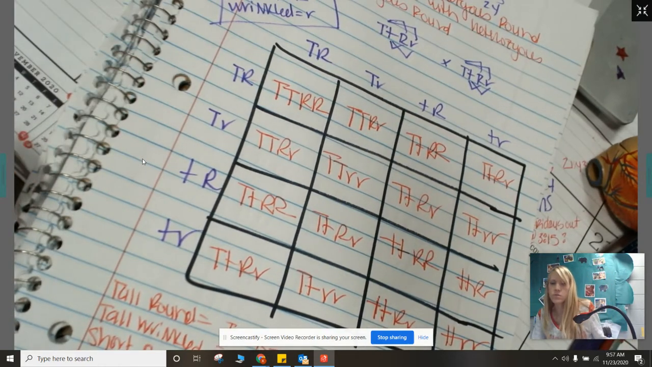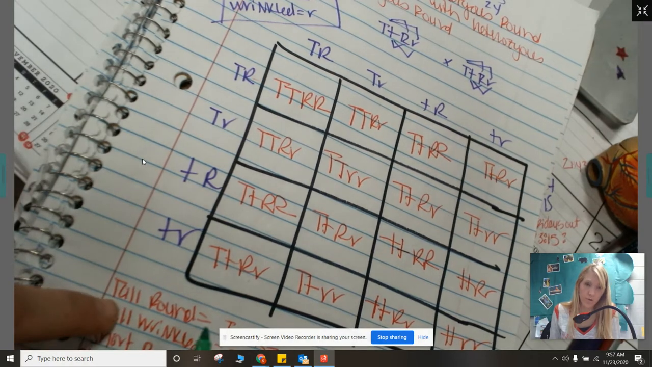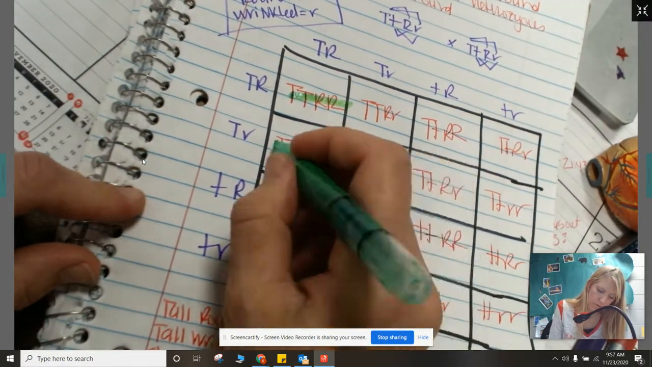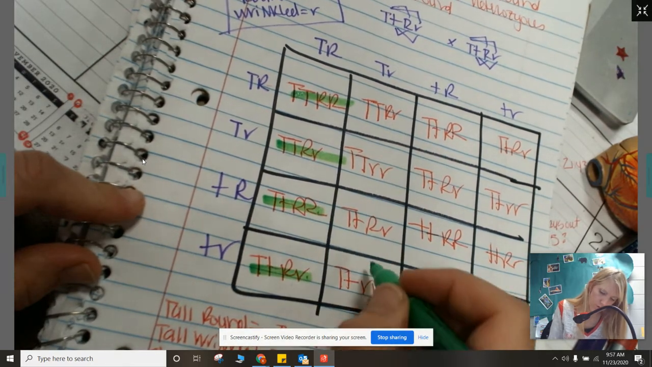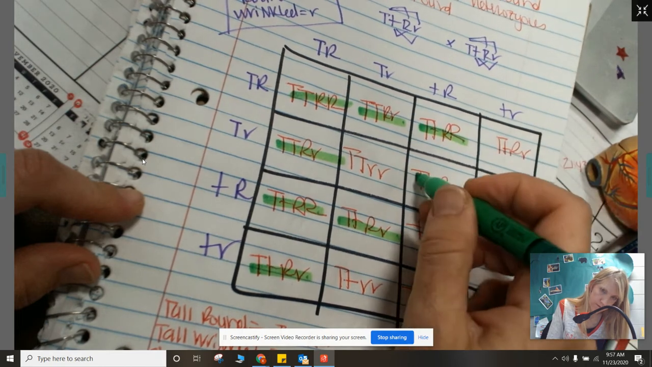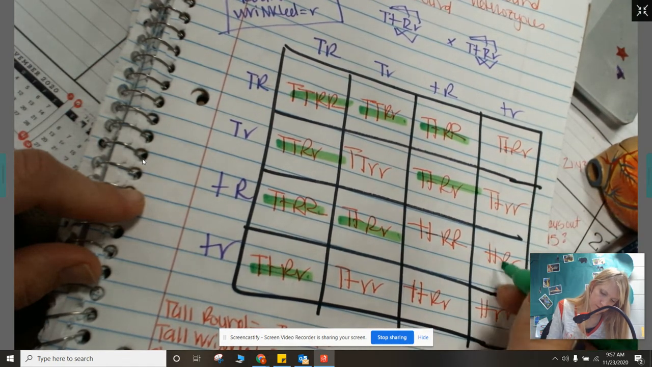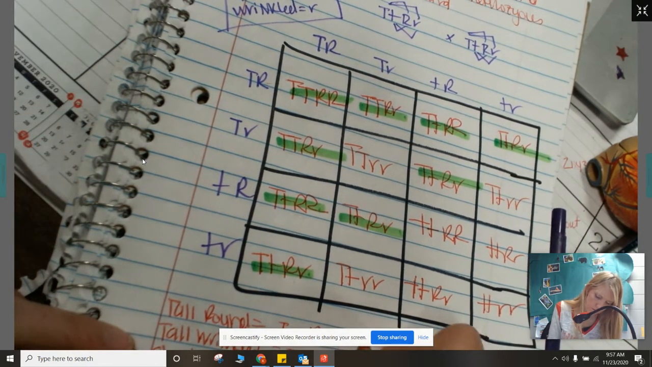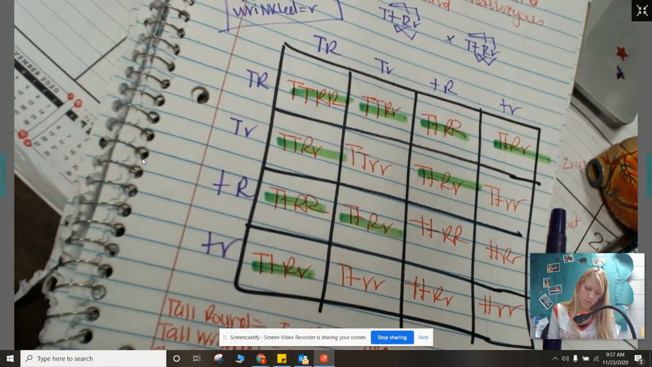Let's count them out. I'm going to highlight because that's fun for me. Tall round, big T, big R. 1, 2, 3, 4, 5, 6, 7, 8, 9. 9/16. That was tall round.